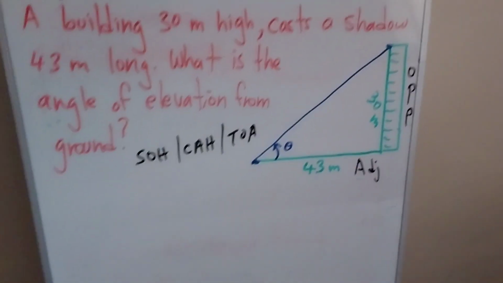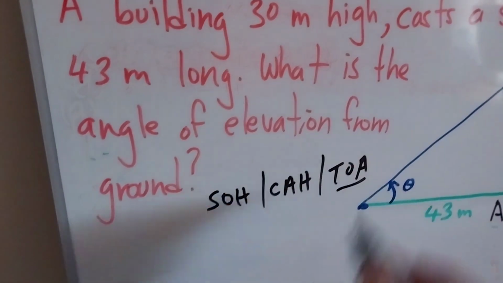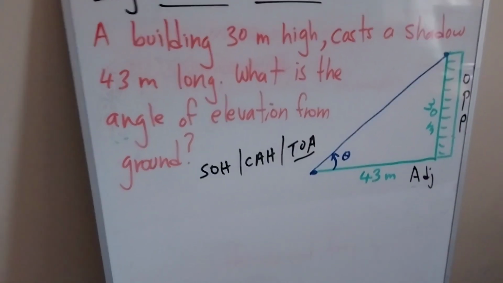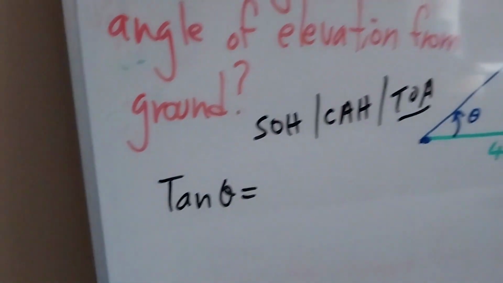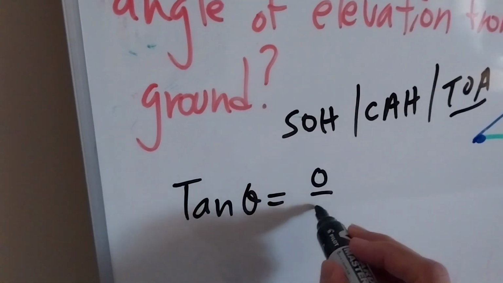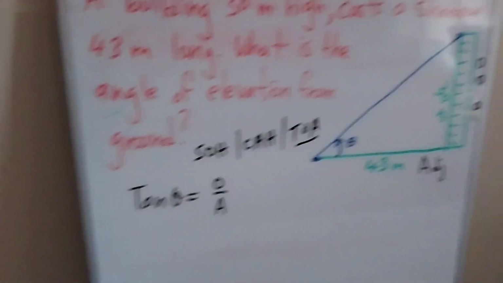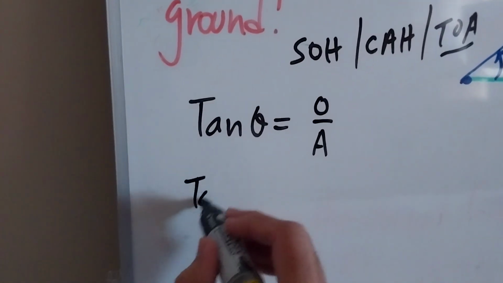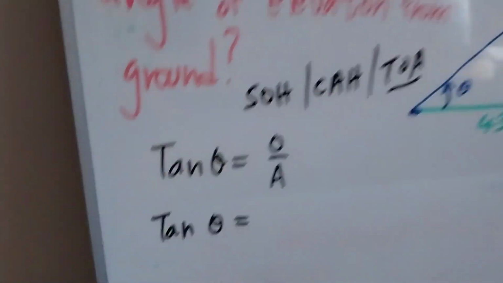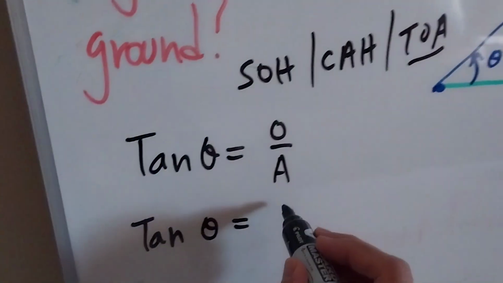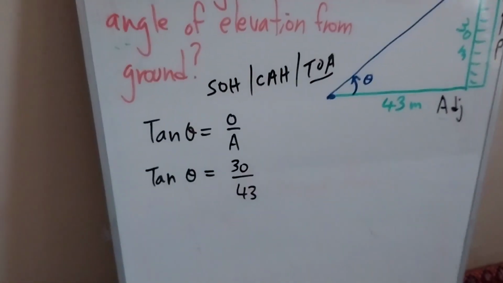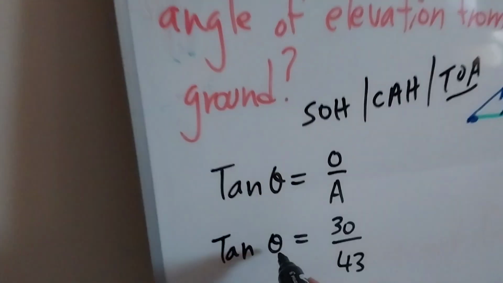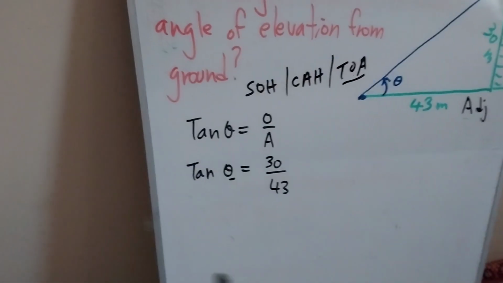We've got O and A. So which of these has got O and A? Tangent. So how does TOA transform into the formula? T means tangent of the angle theta equals OA means opposite over adjacent. So now fill in the values in the second line. Tangent of the angle theta is equal to, the opposite side is 30 and the adjacent side is 43. What are we finding over here? We're finding the value of theta. That means tangent will go on the other side.